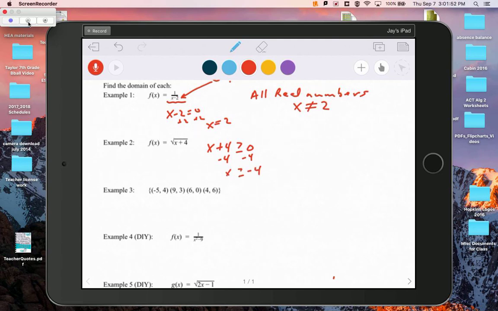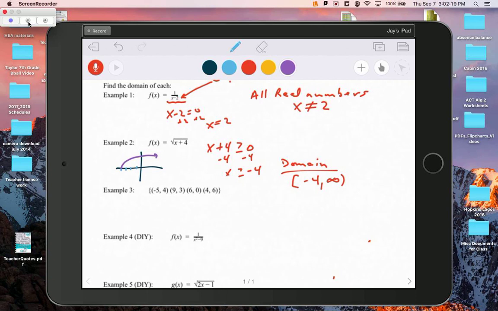So that's my domain. Domain can also be written with the square bracket around negative 4 and go to positive infinity. If we looked at a graph, we can also see that it starts 1, 2, 3, 4 to the left. So the square root graph is going to look something like this. So you can definitely see that starting at negative 4 and going all the way out to the right.